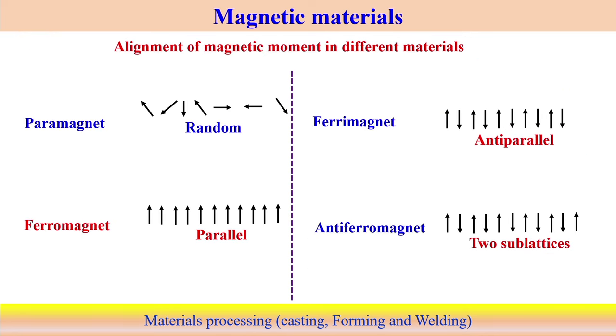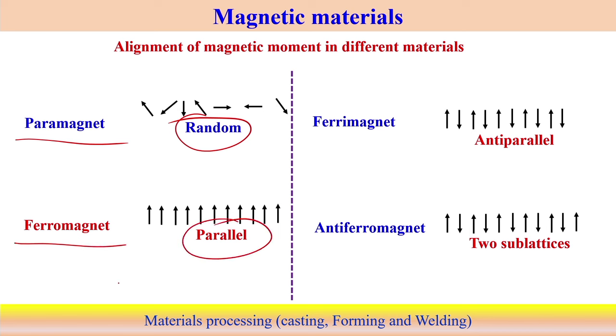Now we can also represent the properties of the magnetic material in a different way, depending upon the alignment of the magnetic moments in the different types of materials. For example, in the case of a paramagnet, you see there is a random orientation of the magnetic moments. So paramagnetism is very little affected by a magnetic field. Similarly, in a ferromagnet we can see the moments acting in one parallel direction.